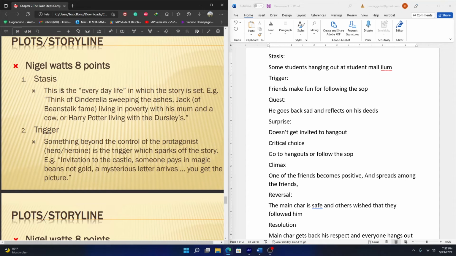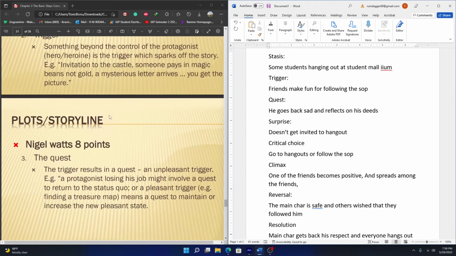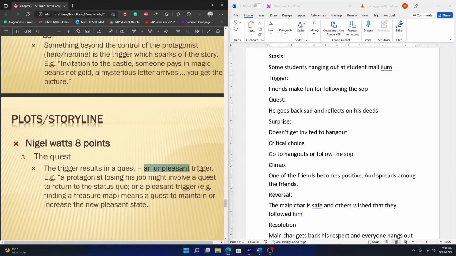These are the definitions, and I think madam already explained this in her lecture. Stasis is everyday life. Trigger is something that's beyond the control. So the main character's friends make fun of him, but he cannot say anything back because he's following the SOP, and they think following the SOP is kind of nerdy.